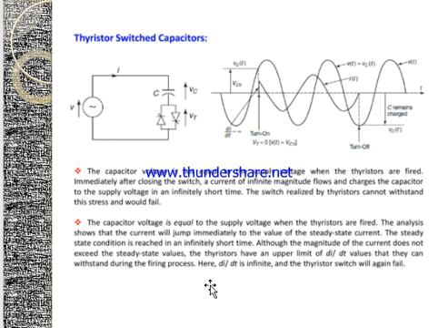The analysis shows that the current will jump immediately to the value of the steady state current. The steady state condition is reached in an infinitely short time. Although the magnitude of the current does not exceed the steady state values, the thyristors have an upper limit of di/dt that they can withstand during the firing process. Here di/dt is infinite and the thyristor switch will fail again.